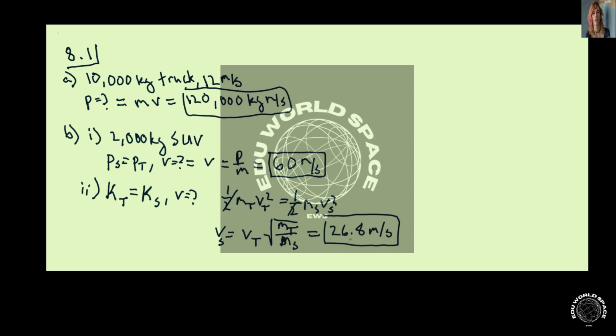And it makes sense that we would need the speed to be lower for the kinetic energy to be the same, because this is quadratic in the speed, whereas here this is linear in the speed. So in order to get the same value, the speed will have to be higher to have the same momentum and lower to have the same kinetic energy. So our answers make sense, and we're done.